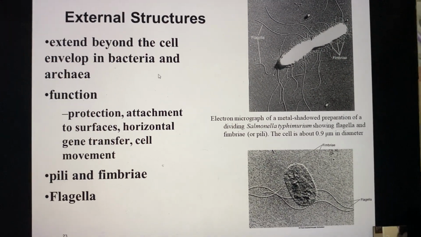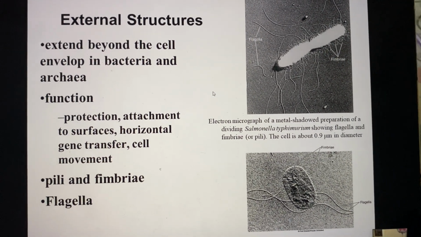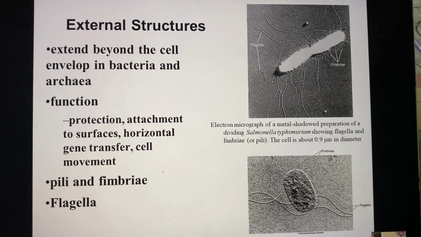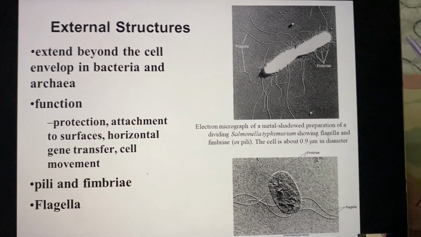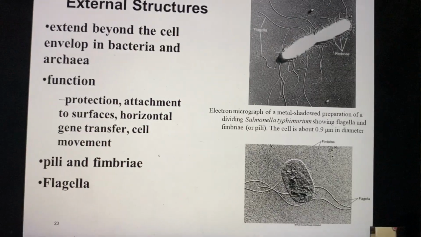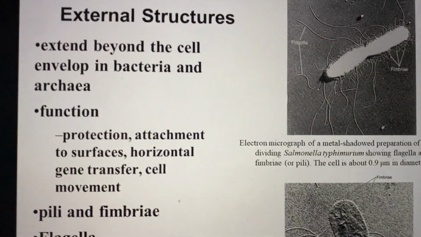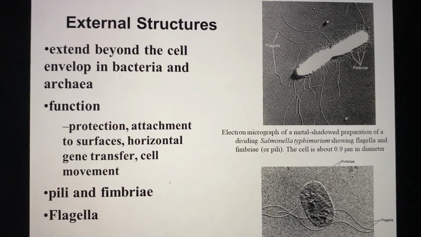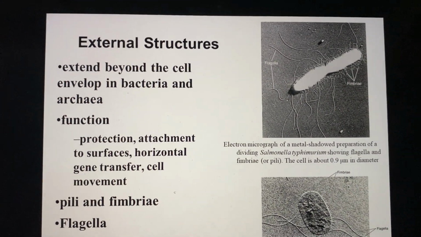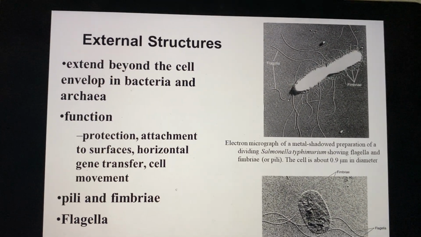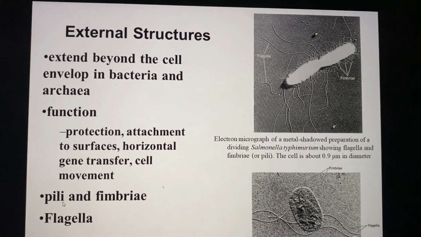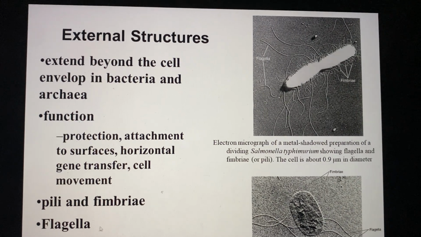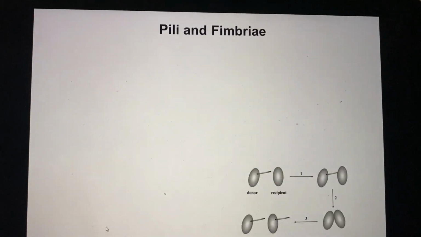So what are some of the functions of these external structures that we will look at? They, of course, are needed for attachment to surfaces, or in some cases, they will be for horizontal gene transfer, such as conjugation and so on. And you will see these structures also needed for cell movement to be able to move. The terms that you will come across are pili and fimbriae and flagella. Those are the names that will be used for these.